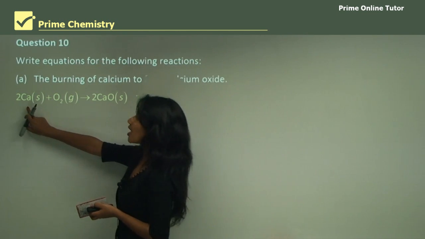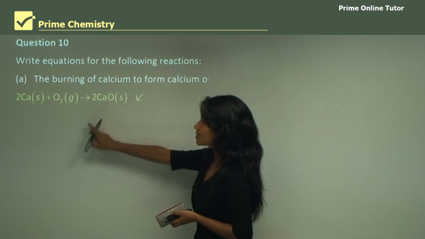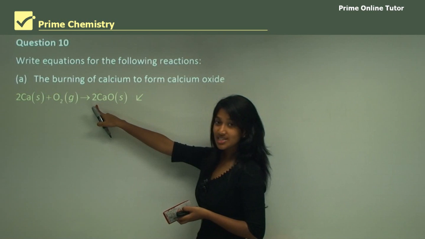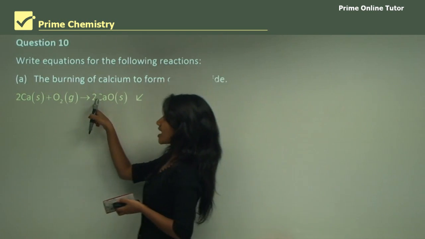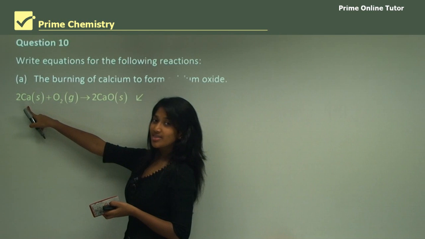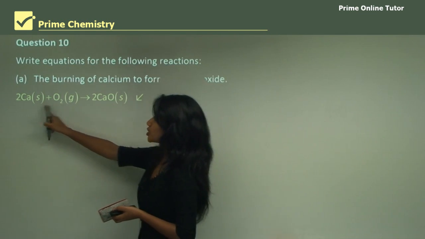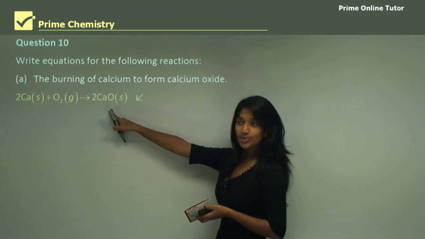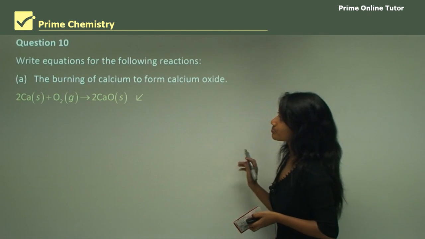Balance your equation. You have 1 calcium, 1 calcium. You have 2 oxygens, 1 oxygen. So you would have to put a 2 in front of the CaO. And as you make the calcium 2, you have to make the calcium here 2 as well. So you would get 2 calciums reacting with oxygen to form 2 calcium oxide molecules.